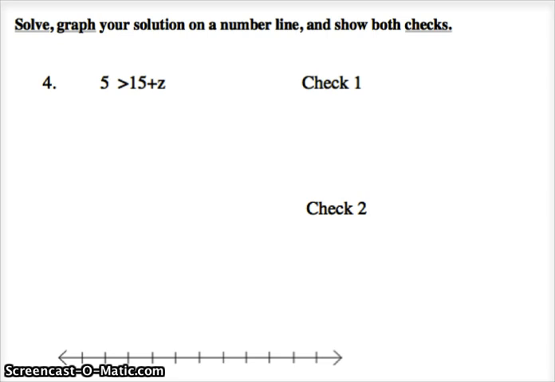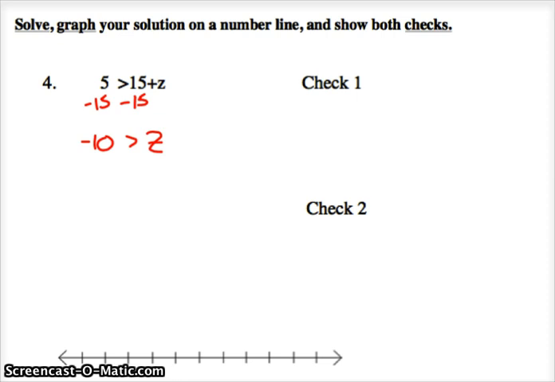To undo our addition here, we have a positive 15 plus z. So I'll go ahead and subtract 15 from both sides. I get 5 minus 15, that's negative 10. It's going to be greater than z. Again, you can also read this backwards and say that z is less than negative 10.